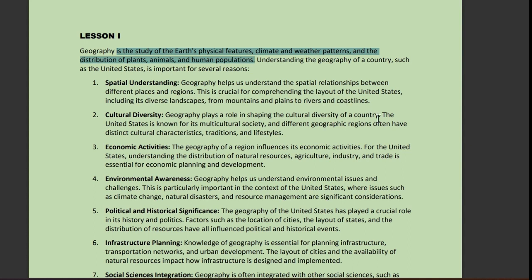Second reason, cultural diversity. Geography plays a role in shaping the cultural diversity of the country. The United States is known for its multicultural society.